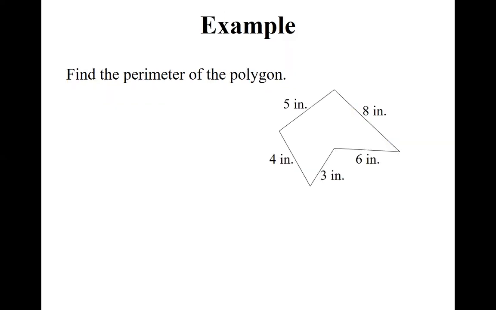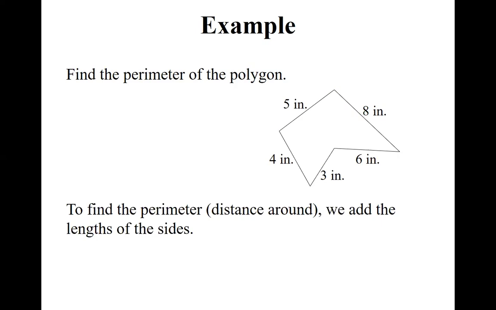So here's that weird looking figure I promised. That is a polygon. It's a bunch of lines that connect. Find the perimeter, pick a starting point and walk around it. I'm going to pick that point at the top. 5 plus 4 plus 3 plus 6 plus 8. I'm going to add the sides.